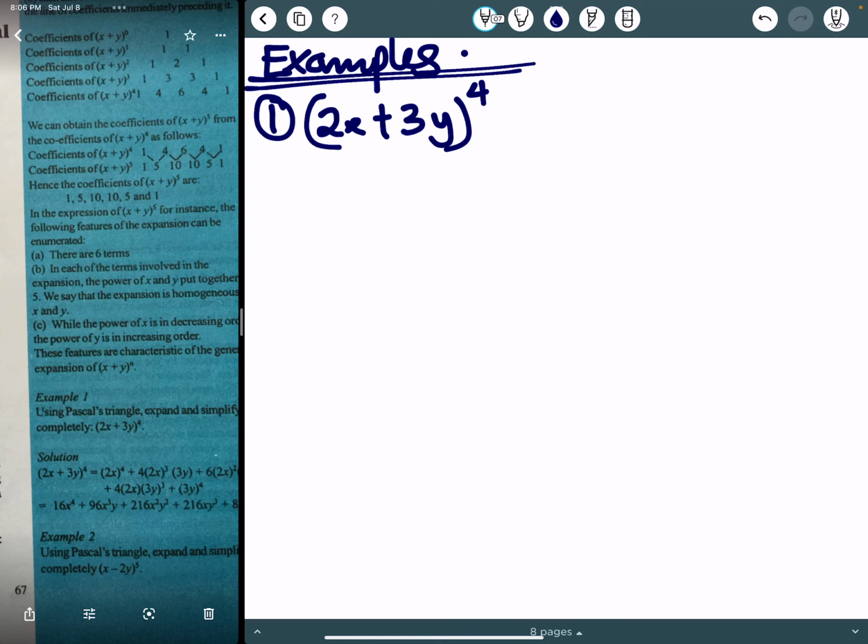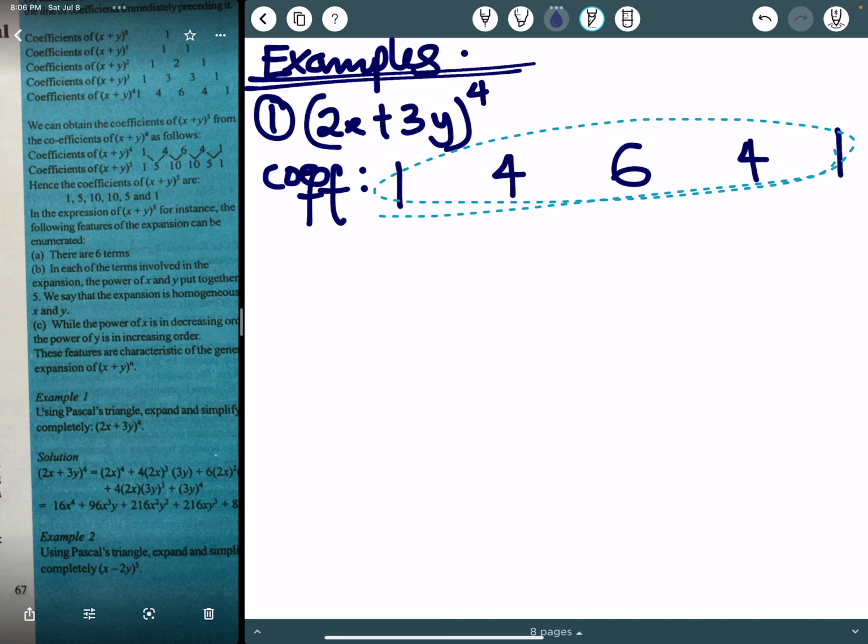Example 1. The first question says, using Pascal's triangle, expand and simplify completely 2x plus 3y raised to power 4. First thing is to write our coefficients down. The coefficients of this expansion are 1, 4, 6, 4, and 1 from Pascal's triangle. When n is 4, these are our coefficients. So the first thing is to write that down.